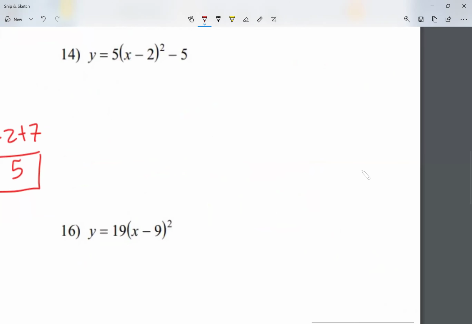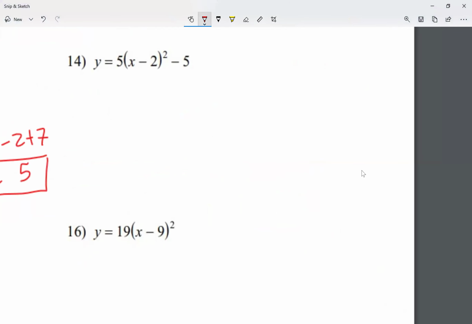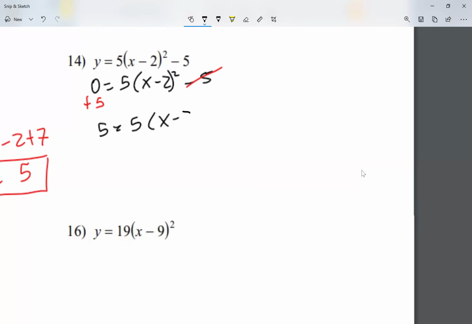Now let's take a look at number 14. So I'm going to rewrite my equation, but instead of a y, I'm going to write this as a 0. So I'm going to write 0 equals 5 times x minus 2 all squared minus 5. So to begin with, this minus 5, I move it over here as a plus 5. So that gives me 5 is equal to 5 times x minus 2 all squared.